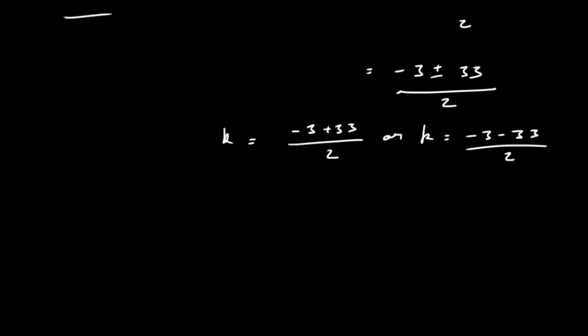So again, let's see, k is equal to, well, minus 3 plus 33 is 30 over 2, which is 15. Or you've got minus 3 minus 33, that's minus 36 divided by 2, so that'll give me minus 18. So again, the answer here is k is equal to 15. So that's it for this question.